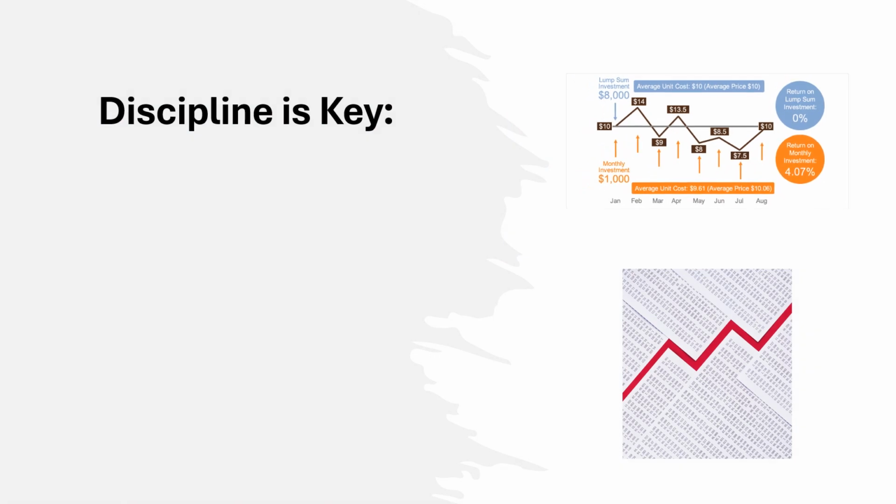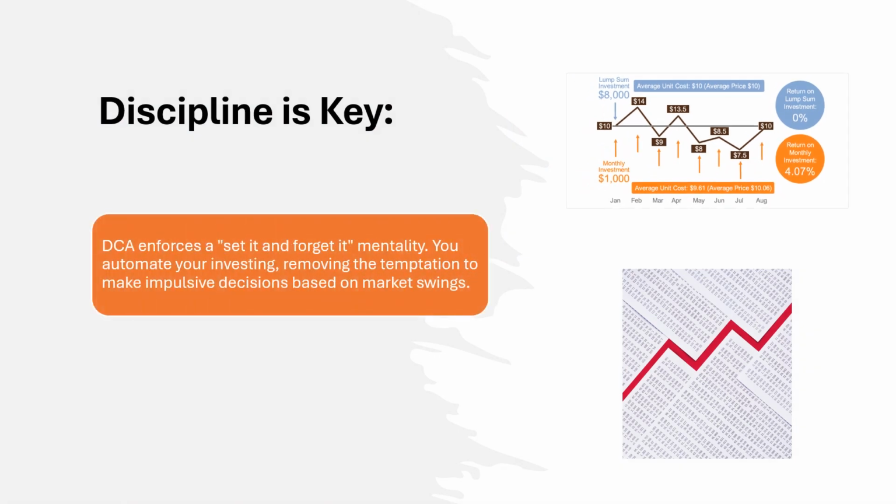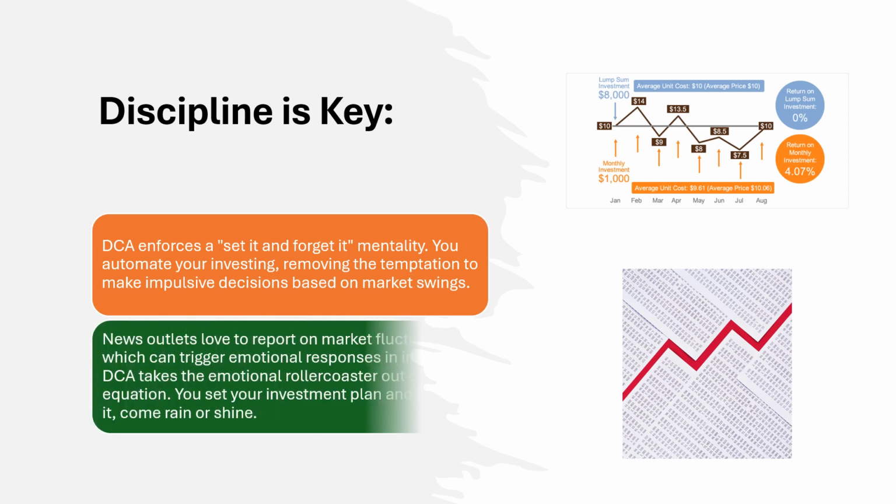Discipline is key. DCA enforces a set it and forget it mentality. You automate your investing, removing the temptation to make impulsive decisions based on market swings. News outlets love to report on market fluctuations, which can trigger emotional responses in investors. DCA takes the emotional roller coaster out of the equation. You set your investment plan and stick to it, come rain or shine.